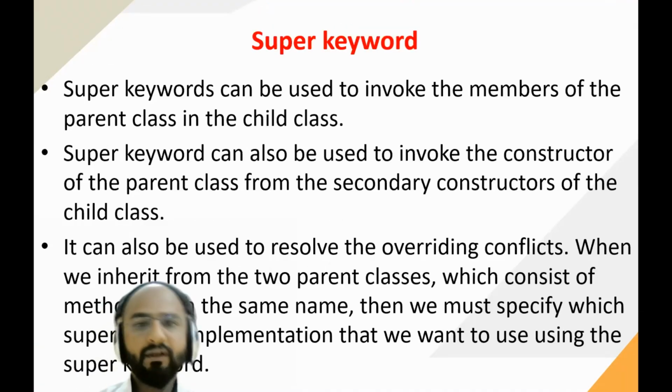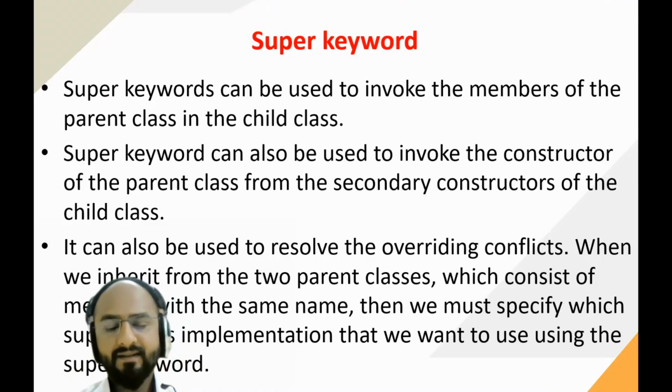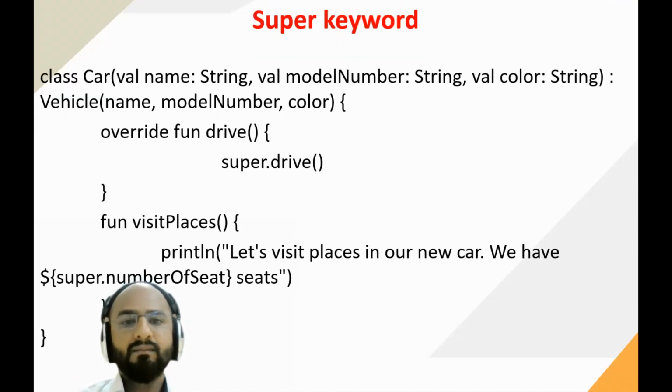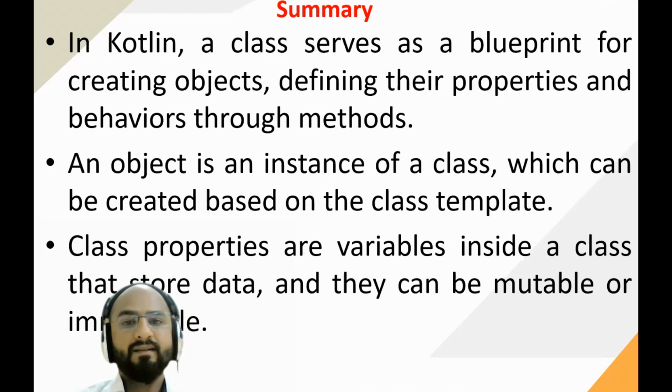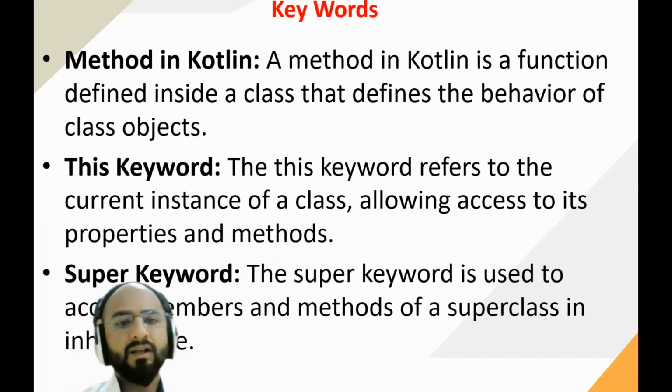Then we learned about the super keyword. The super keyword is used to call a superclass constructor, to call the superclass method, and to access the property of the superclass. Here I have given the example of the vehicle and car classes. By using the super keyword, I have called a drive method, and by using the super keyword, I have accessed the property of the superclass. So this is what we have covered in this unit: class, object, class property, method, this keyword and super keyword with examples.